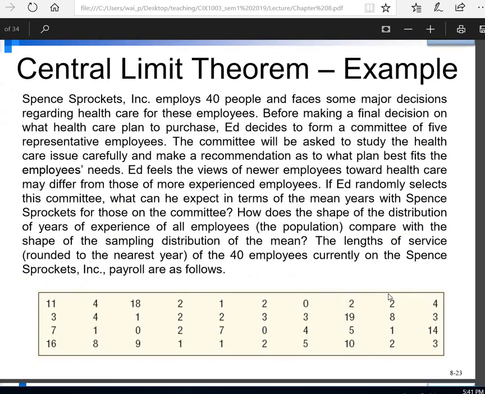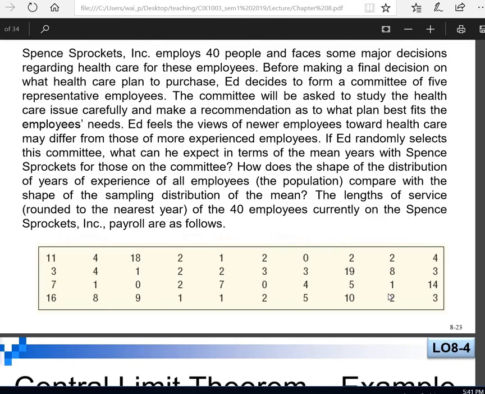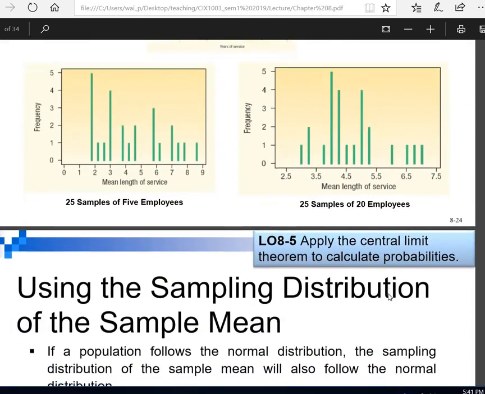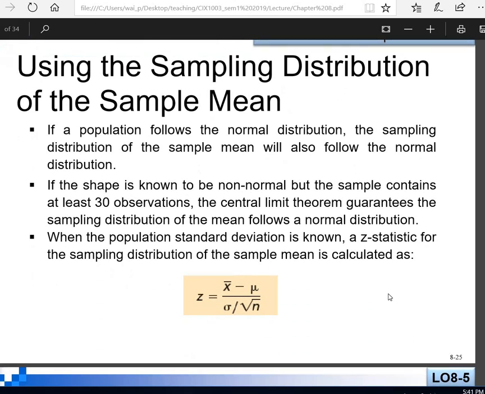Okay, for these two examples, I will just skip them. Then the next video will discuss using the sampling distribution of the sample mean.